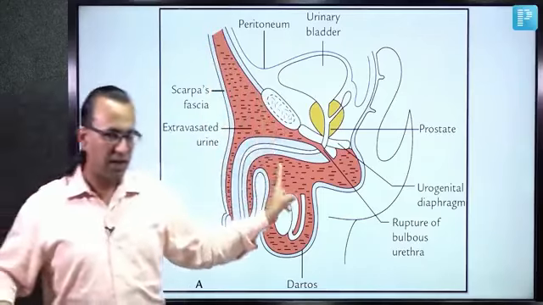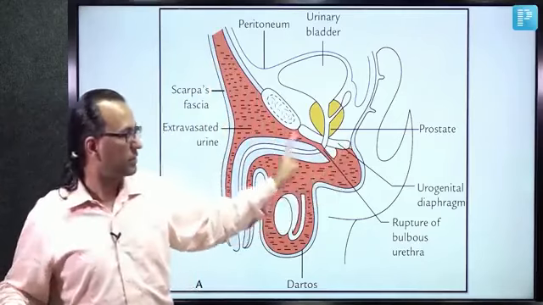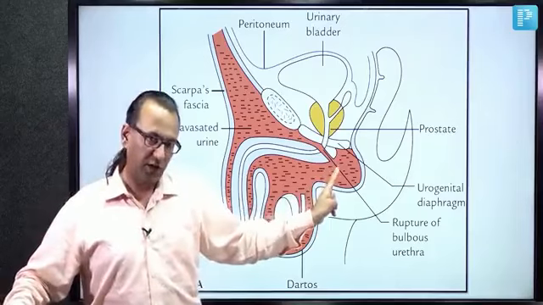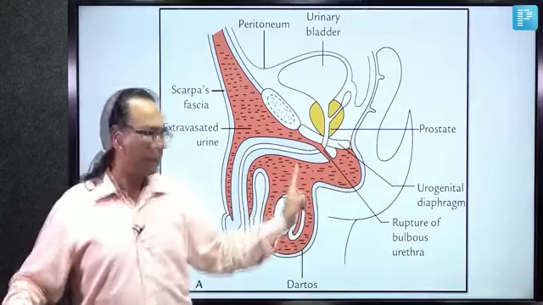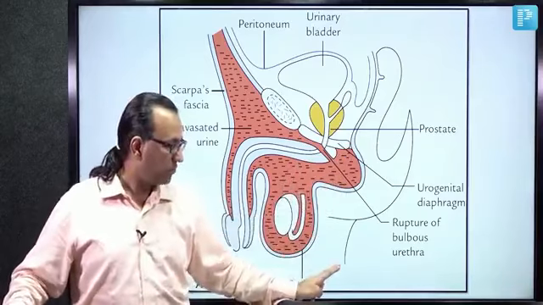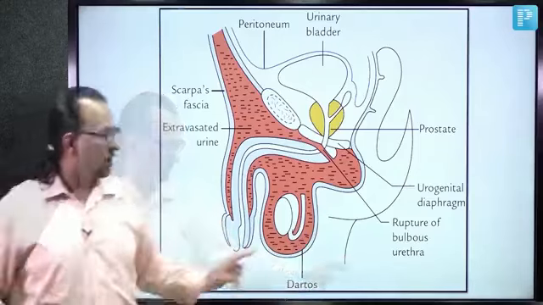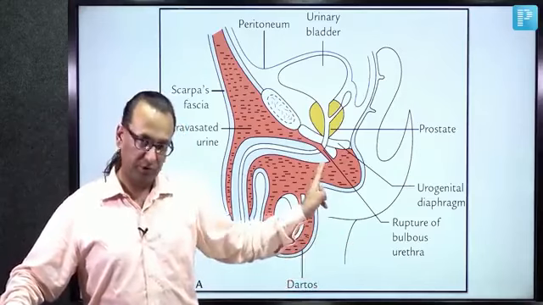Now, this urine cannot enter the deep perineal pouch because it is prevented by the perineal membrane. This urine cannot enter the ischiorectal fossa, prevented by the Colles fascia. And this urine cannot enter the thigh layers, prevented by the deep fascia lata of the thigh. Now, let us look at another case of urethral rupture.